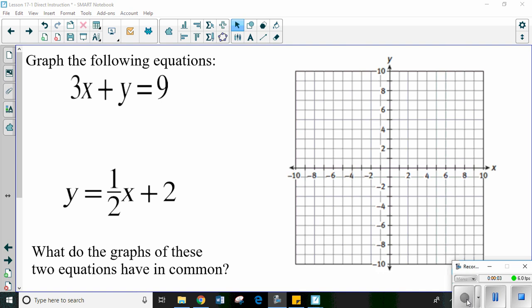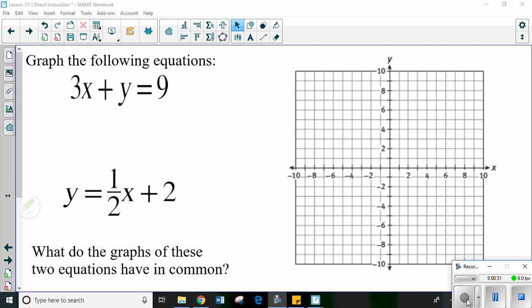Hey everyone, we are going to cover lesson 17.1 and we're not going to open the book today. We're just going to do notes and examples and we'll open the book a little bit later. So let's take a look at graphing these two, and I'm just going to walk you through this and then you'll have the note sheet and you can use Kami or you can print it off.